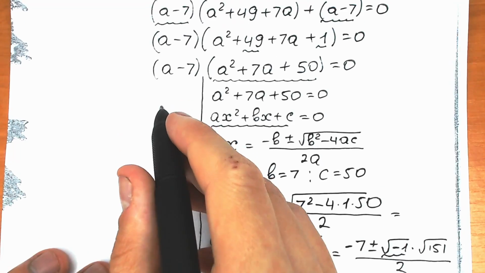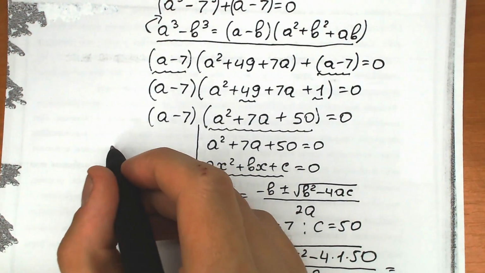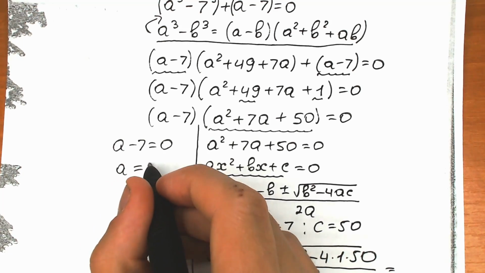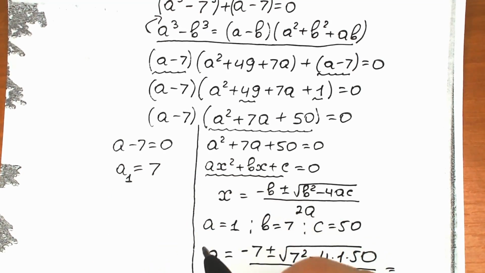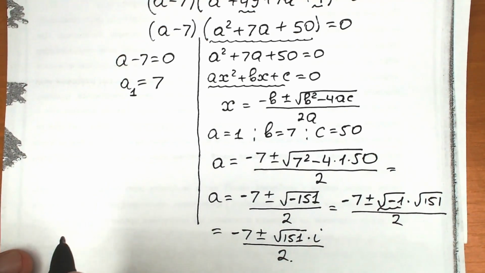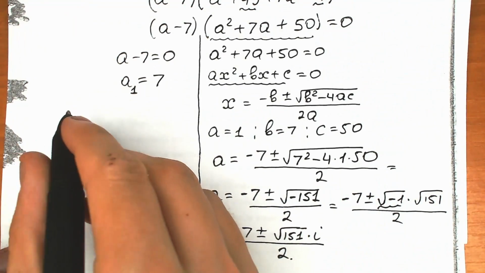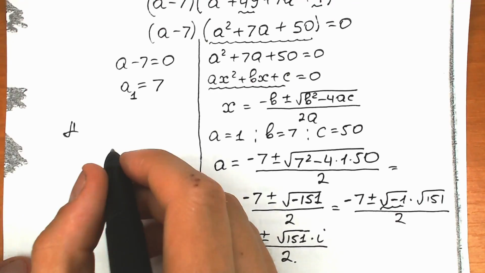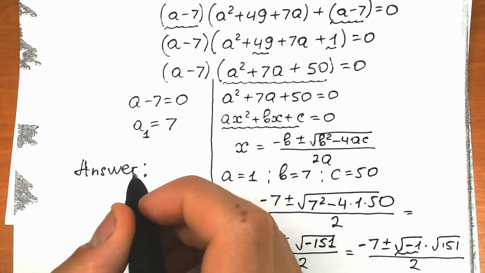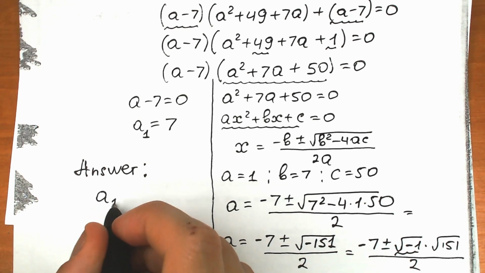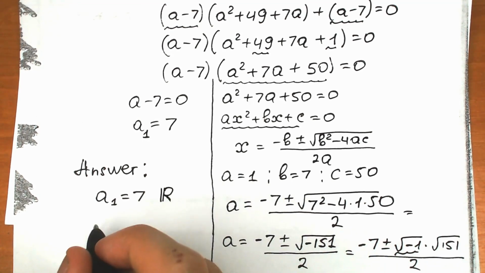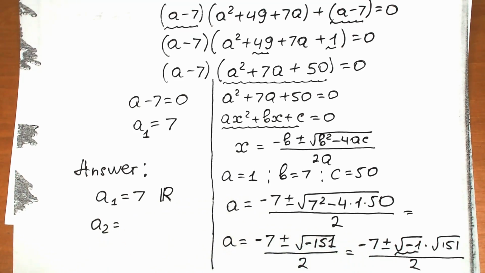From here, a minus 7 equal to 0, and a equal to 7. This is our first root, and right here we have a second and a third. So let's write our answer. a first equal to 7. This is our real number root. A second, this is our first complex root.